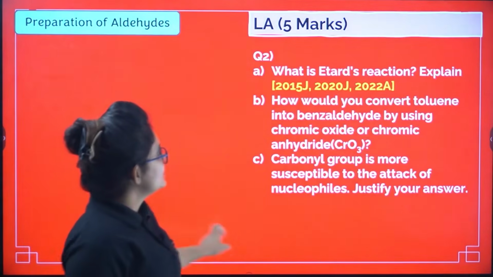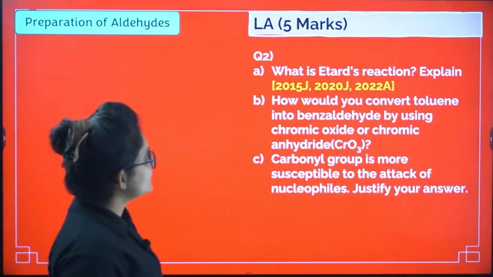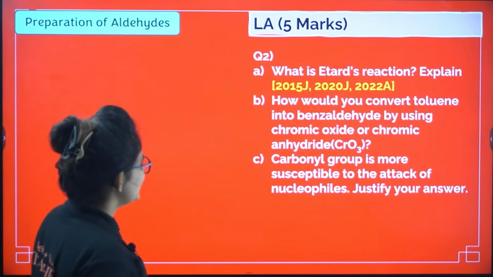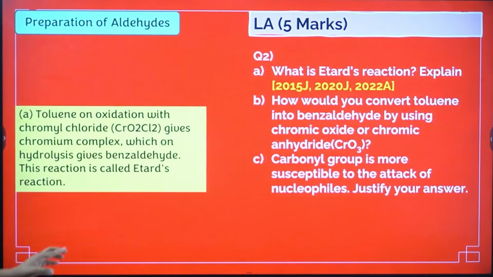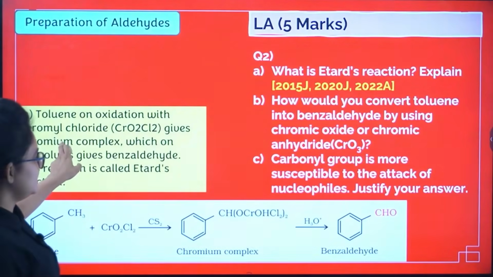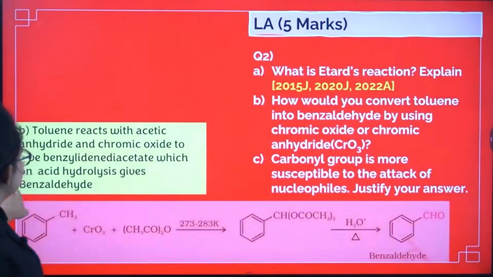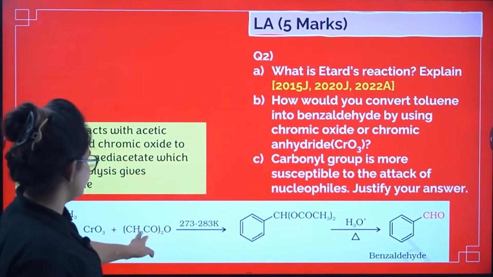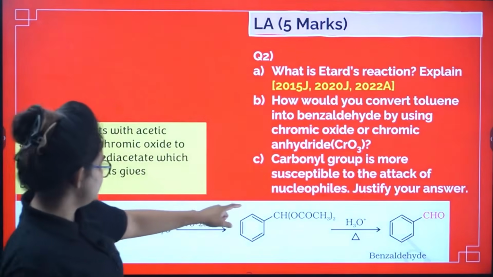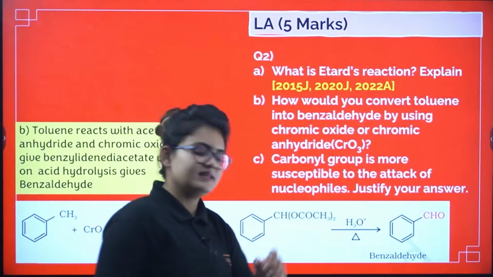Okay, let's proceed. What is Etard's reaction? Explain. Already we did this in the previous slide. Next, how would you convert toluene into benzaldehyde by using chromic oxide or chromic anhydride? The first question we did already. Next, chromic oxide in presence of acetic anhydride will give you this type of complex. After that, if you hydrolyze it, you will get the benzaldehyde.